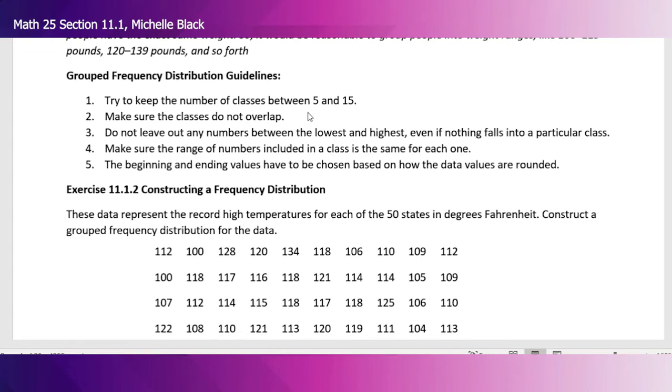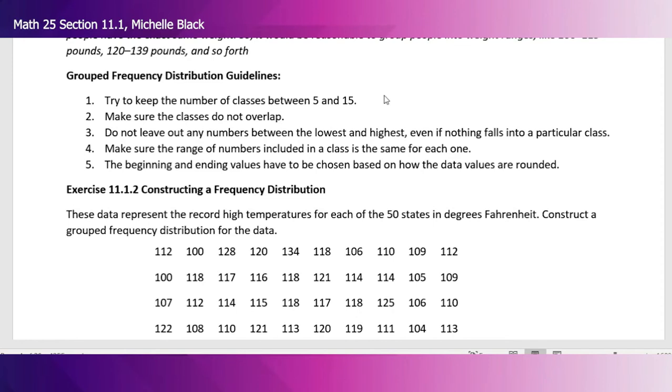Try to keep the number of classes between 5 and 15. If you have too few classes, you probably can't gather very meaningful information from them because you have too many things in too wide of a class. But if you have too many classes, perhaps you have like only one data value in a bunch of your classes, so you aren't exactly really grouping them together. It almost might still look like a big table of numbers. So you want to keep them within this range between 5 and 15 so you don't have too few or too many.